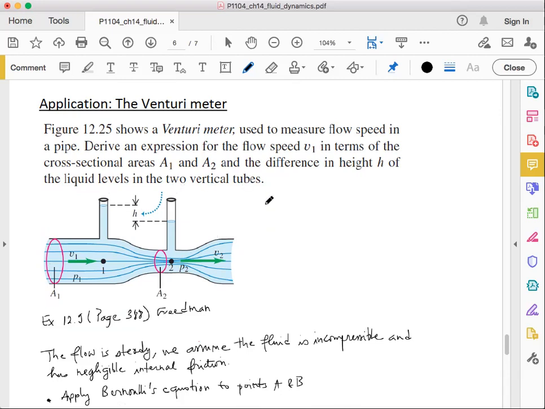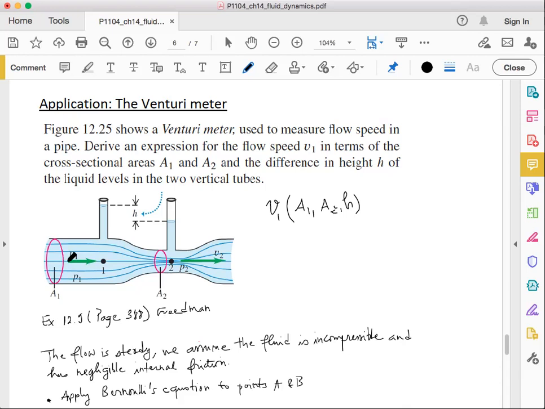Now the question is, we have to determine V1, which is the speed of the flow in the cross-sectional area A1. We have to derive this V1 as a function of A1 and A2, as well as the height H. And let's do it. So first of all, the flow is steady, as we know. So we assume that the fluid is incompressible, and therefore it has negligible internal friction. So the fluid is basically non-viscous and incompressible.